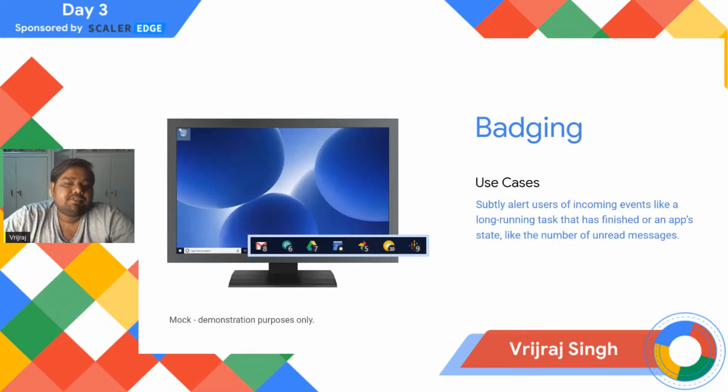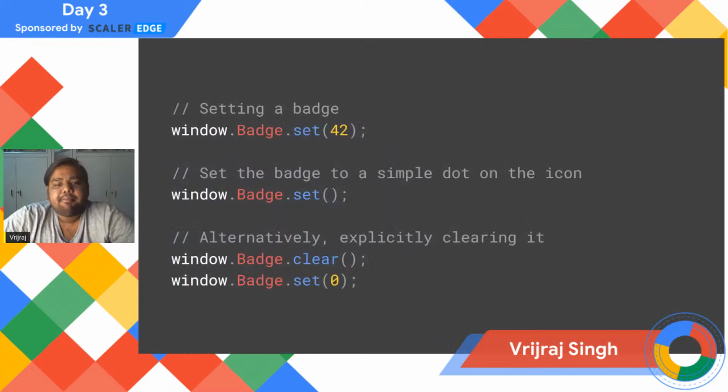And suppose you have created a PWA, and there are notifications coming in. You can add some badges with the help of the Badging API. So we have methods like navigator.setAppBadge, and that's it.